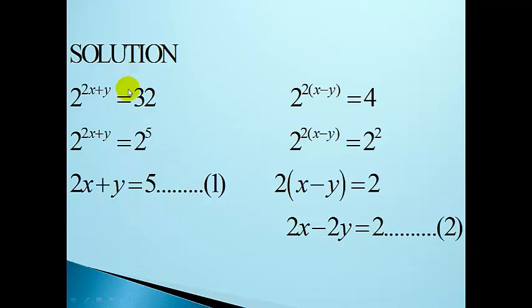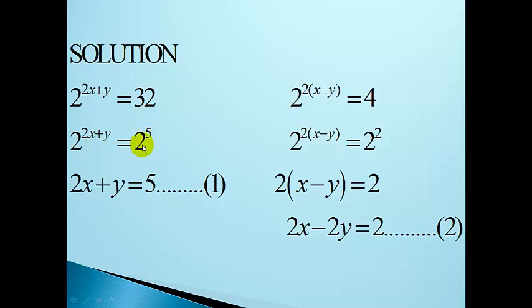From the question, we were given 2 raised to the power 2x plus y equals 32. Before we can equate the exponent, the bases must be the same. The base on the left hand side equals 2. And so we express 32 to have the base 2. And 32 can be expressed as 2 raised to the power 5. Now we have 2 raised to the power 2x plus y on the left hand side is equal to 2 raised to the power 5 on the right hand side.